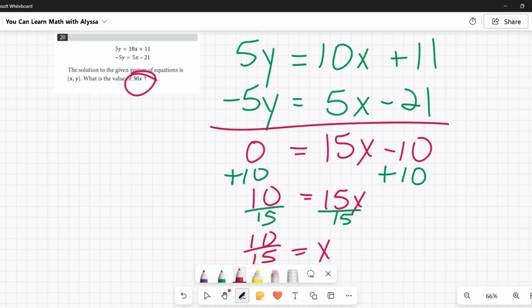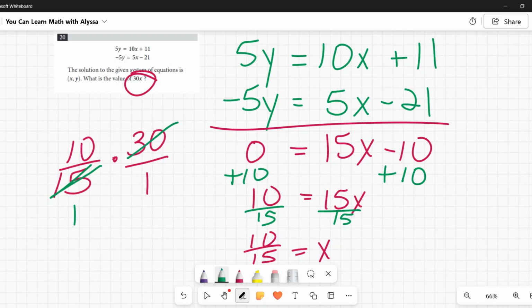Okay, so 10/15 is my x, and I want to know what's the value of 30x. So I'm going to multiply this by 30. And the reason I didn't simplify this is because I know that 15 goes into 30, so I can do some canceling here. 15 goes into 15 one time, and it goes into 30 two times. Then I have on top 10 times 2, which is 20, and just 1 times 1, or 1 on the bottom. 20 is my answer.